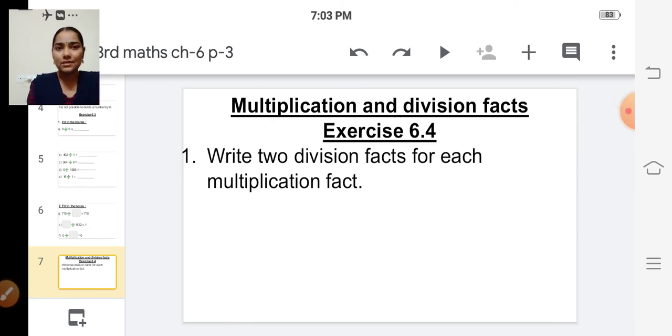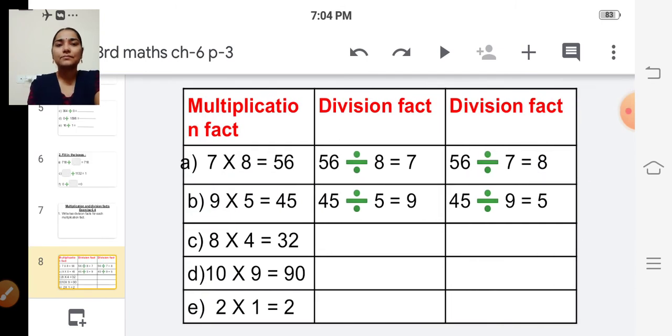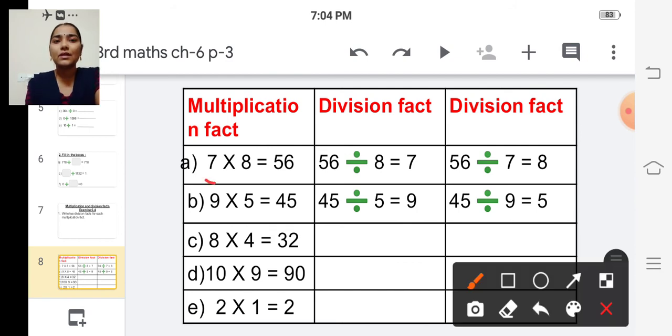Multiplication and division facts. Exercise 6.4. First question. Write 2 division facts for each multiplication fact. So here, they have given the multiplication fact, and we are going to write 2 division facts for each multiplication fact. Okay. So see in the first one, 7 into 8 is equal to 56.